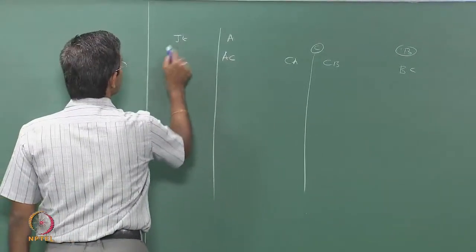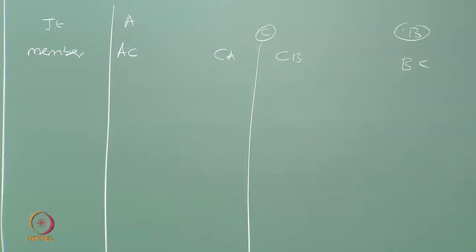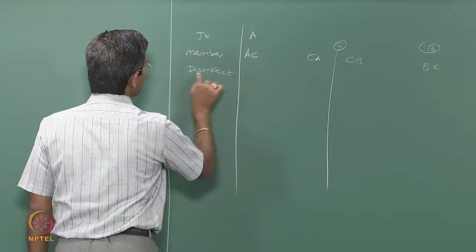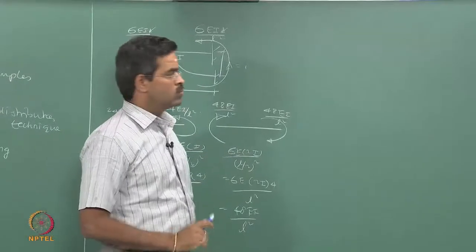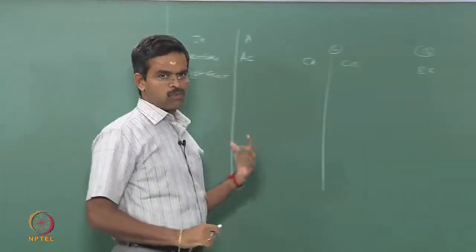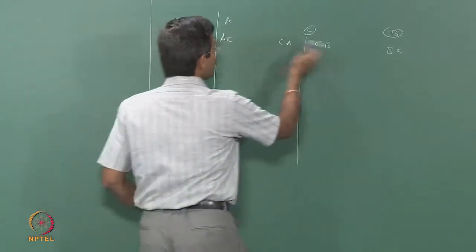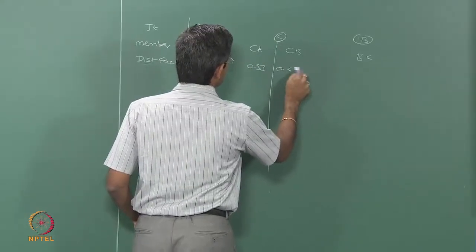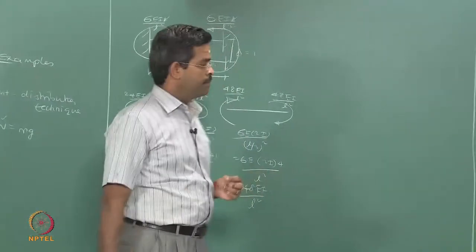So, this is joint, this is member, this is a conventional table that we generally make for the moment distribution technique. Then I write the distribution factors. Distribution factors are always worked out only for a joint which has more than 2 members, at least 2. A and B do not have more than 2 members, therefore there is no distribution factor for A and B. For C there are 2 members, therefore this is 0.33 and this is 0.67, which we already worked out yesterday as K by sigma K.